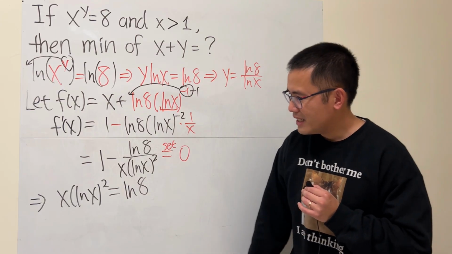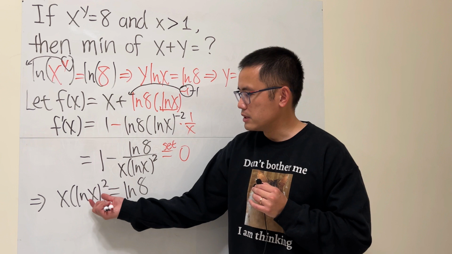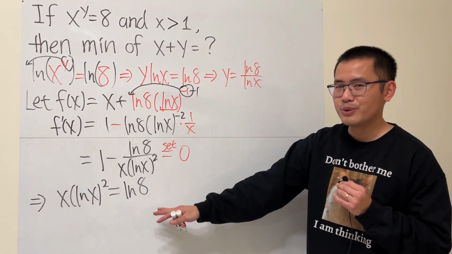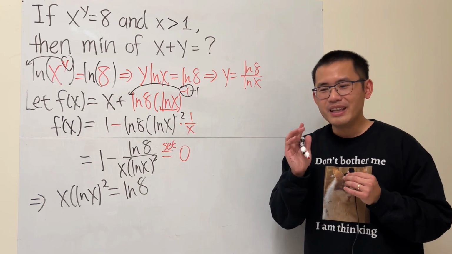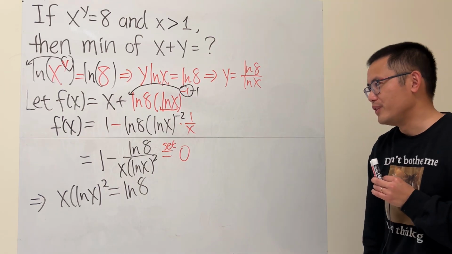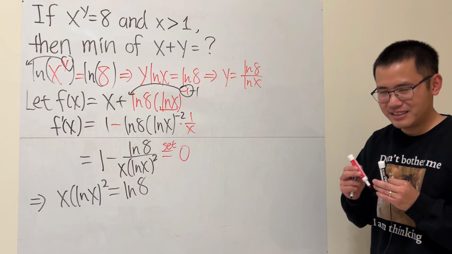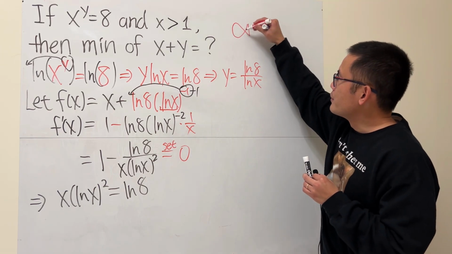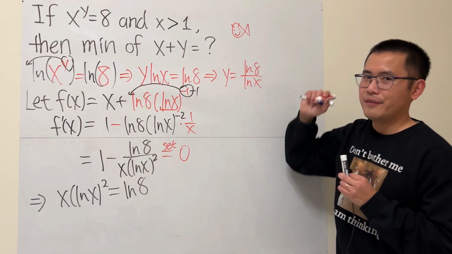Well, have a look. We have x multiplying with a log function. So this is a good chance to use the Lambert W function. And of course, I'm going to give you guys a quick review, and you know it's coming. Yes, it's the fish. Have a look here. In order for us to use the Lambert W function, first, you should have a fish.